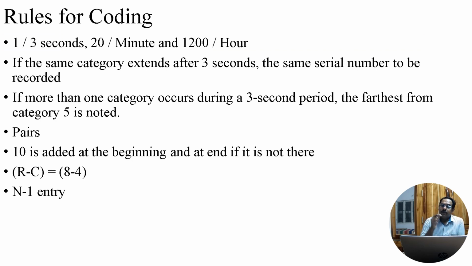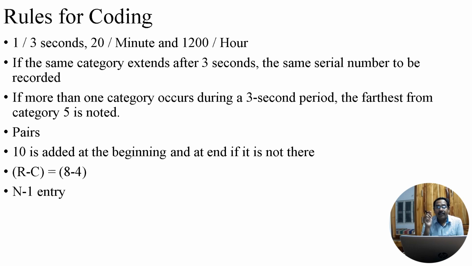For every 3 seconds, one coding has to be done, which means that in a minute there will be 20 codings, or in an hour of teaching there will be 1200 codings. Therefore, an observer has to be trained. Without training, this cannot be done. Every 3 seconds, a number has to be written on paper. We have to keep on putting the category number. Therefore, the observer has to be well trained, otherwise this will not be possible.